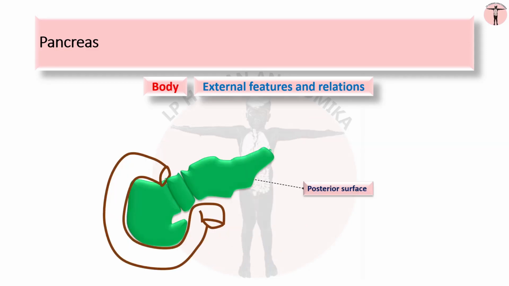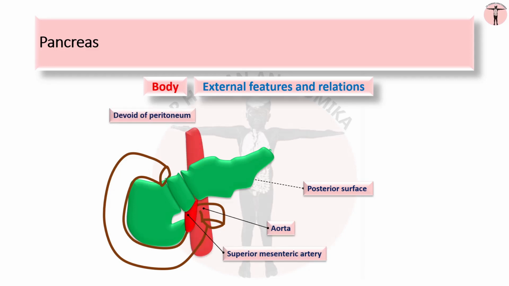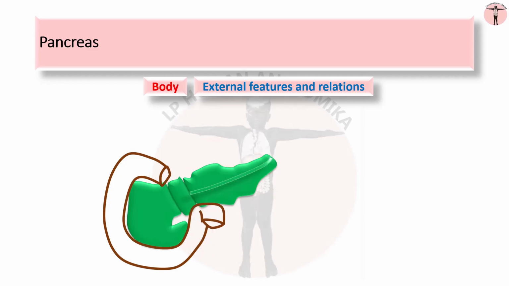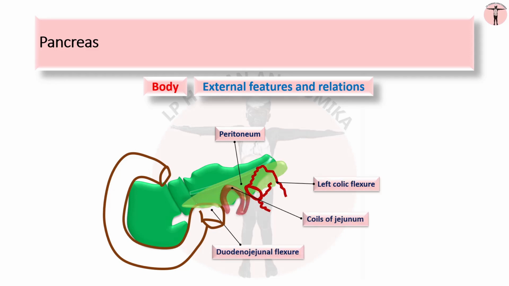Posterior surface, which is devoid of peritoneum, is related to aorta, origin of superior mesenteric artery, splenic vein, left kidney and left suprarenal glands. Inferior surface, which is covered by peritoneum, is related to duodenojejunal flexure, coils of jejunum and left colic flexure.